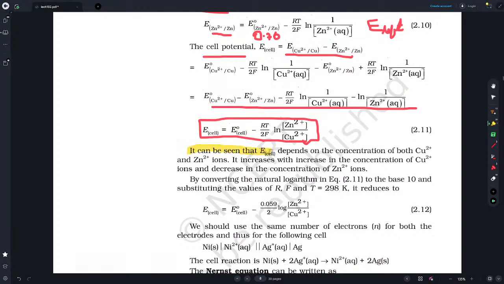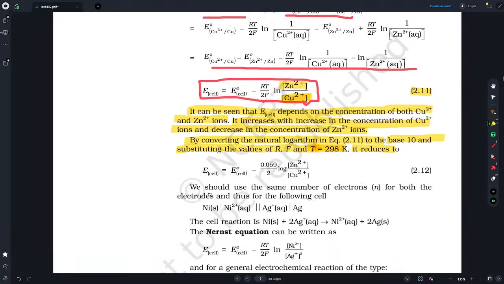It can be seen that E cell depends on the concentration of both, because here we have both zinc concentration as well as copper concentration, both Cu2+ and Zn2+ ions. It increases with the increase in the concentration of Cu2+ ions and decreases with the concentration of Zn2+ ions. By converting the natural logarithm in equation 2.11 to base 10 and substituting the values of R, F and T, where T we take as 298 Kelvin, it reduces to E cell equals 0.059 by 2 log Zn2+ concentration by Cu2+ concentration.